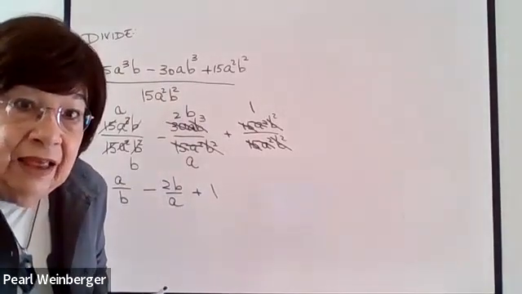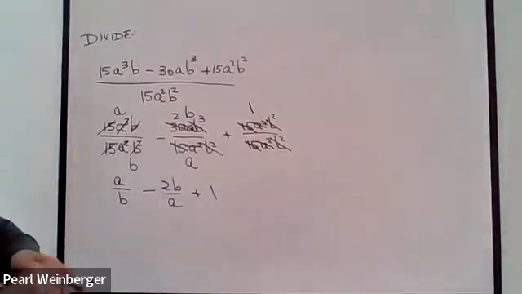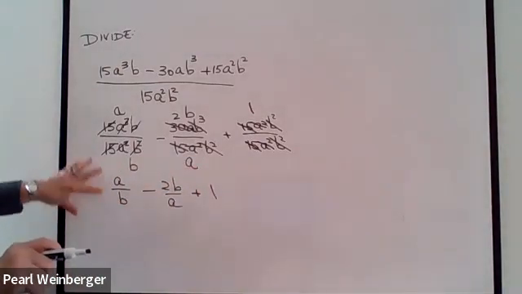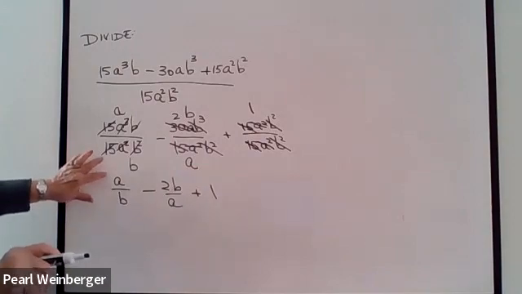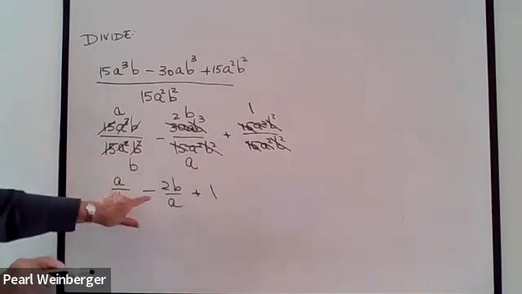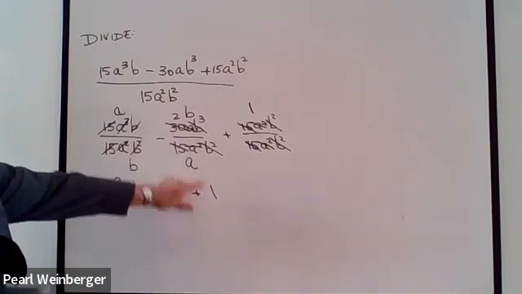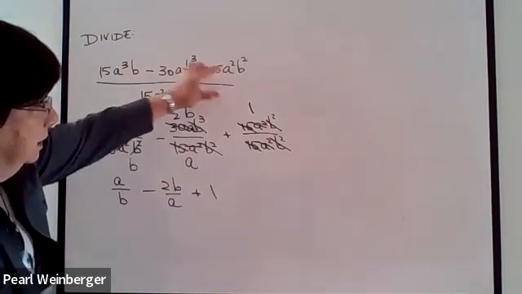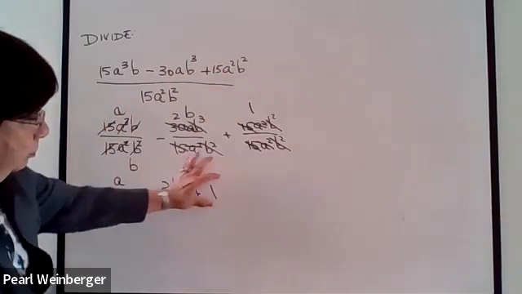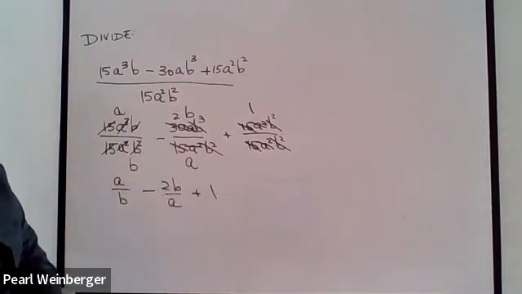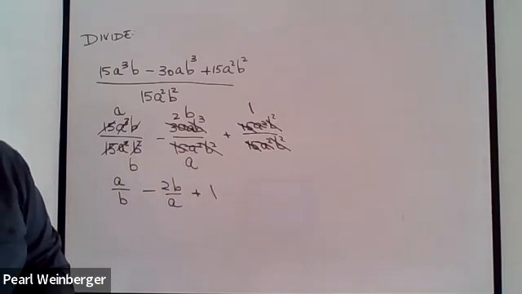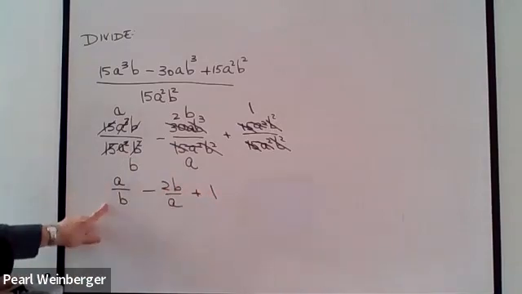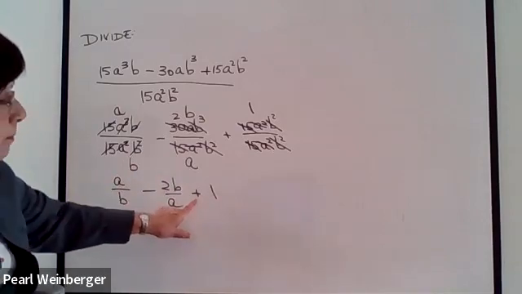This is not an equation. We can't solve it. This is my answer. A over b minus 2b over a plus 1. Notice when I start with 3 terms in my numerator, my answer also has to be 3 terms. I'm not left with 0. I'm left with over here a over b minus 2b over a plus 1.